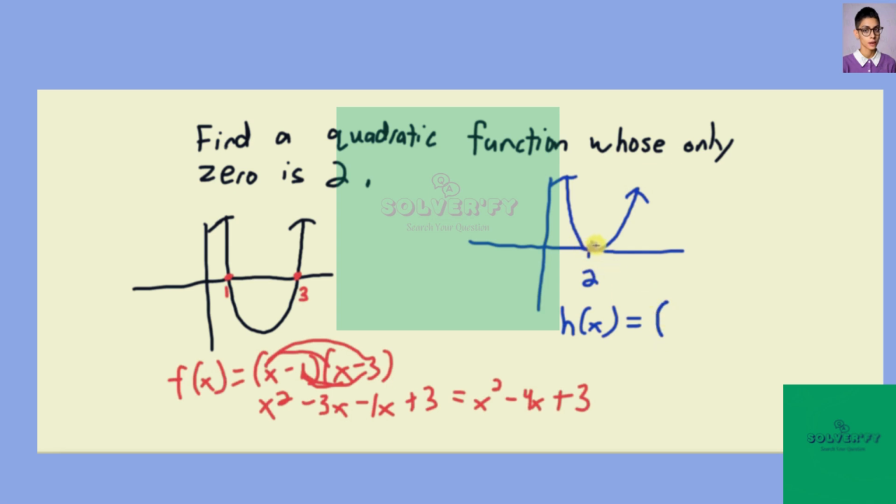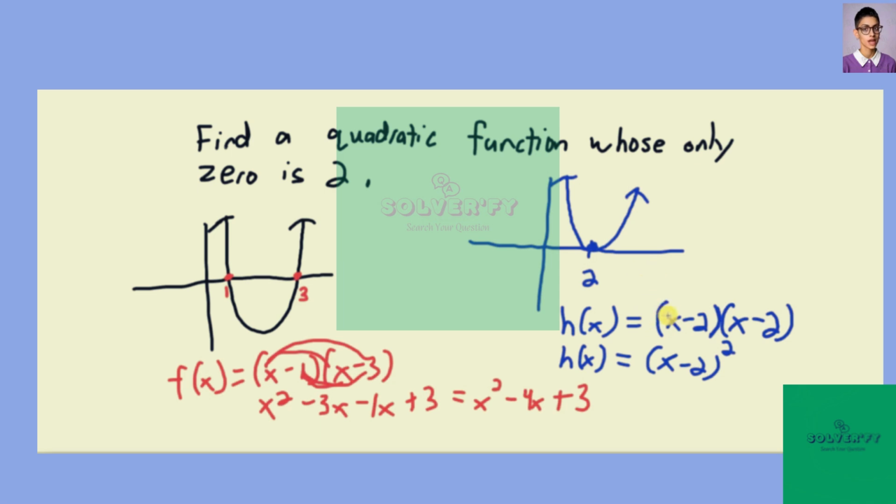Well, the zero is 2, so we have a factor of x minus 2. Whenever you have a quadratic function that only has one x-intercept or one zero, that factor is going to be repeated. So it'd be x minus 2 times x minus 2. That means this zero has a multiplicity of 2. And we could leave our answer like that in factored form. We could say h of x equals x minus 2 with an exponent of 2. That would be another way to report the answer.